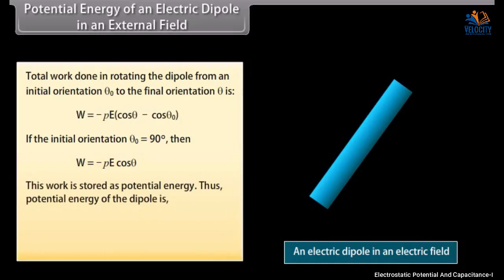This work is stored as potential energy. Thus, the potential energy of the dipole is U equals minus PE cos theta, which can be written as minus P dot E.